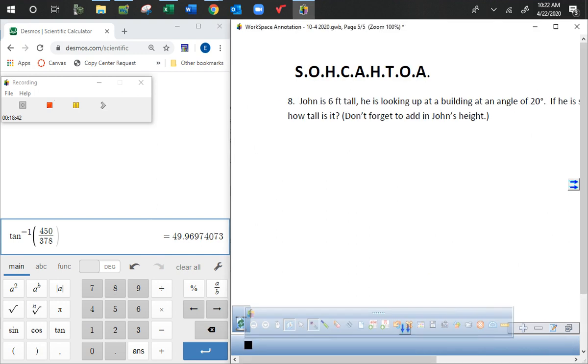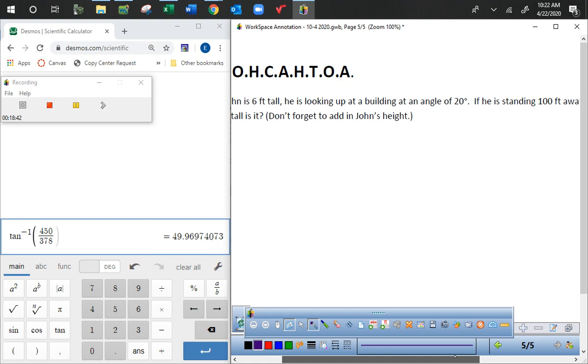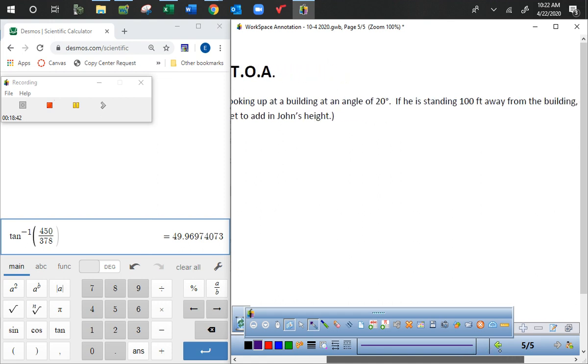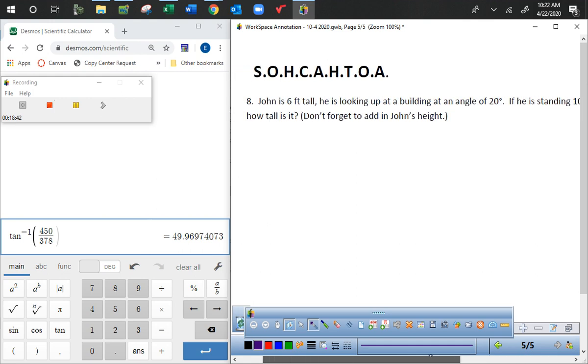All right, so last one here. It's got John is 6 foot tall, and he's looking up at a building at an angle of 20 degrees. If he's standing 100 feet away from the building, how tall is the building?